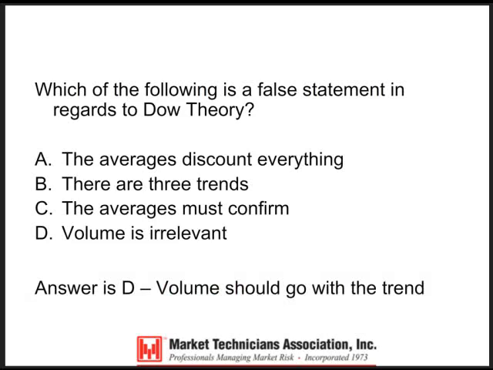Yeah, which of the following is a false statement in regards to Dow theory? Volume is irrelevant. Volume always should go with the trend. When the trend is moving, volume should move with it. Same thing when the trend is even in a down move, the volume should pick up on those down moves. Averages certainly discount everything. There are the three trends: the short, intermediate, and primary trend, and then the averages certainly must confirm.